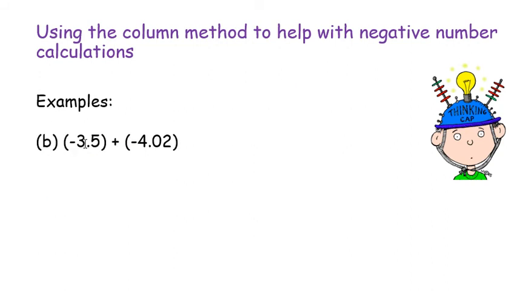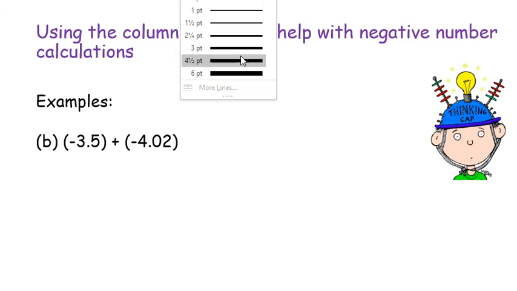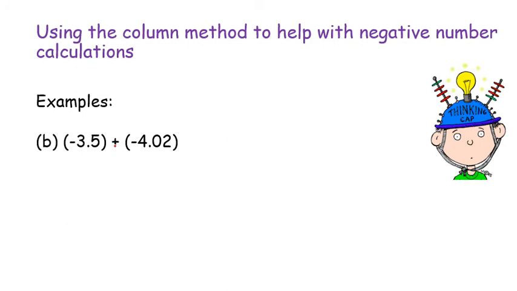In the next example here, we have negative 3.5 plus negative 4.02. So because we're adding in ice cubes, that's going to make the temperature drop. So this calculation is going to change to negative 3.5 subtract 4.02. This negative is going to override this positive here. If you're adding a negative, it's the same as just subtracting there. Okay, let me just tidy this up a little bit.